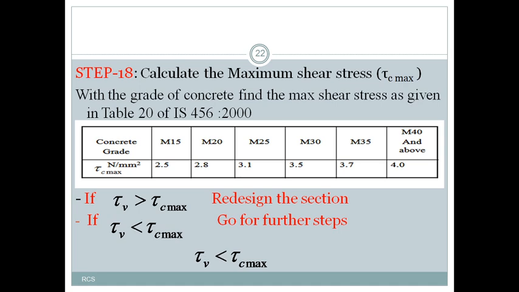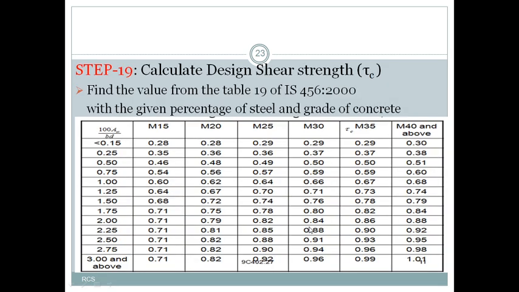That shear reinforcement be provided as a nominal shear reinforcement as per codal provision, or whether we have to go for separate design. So the condition that exists between these two is tau V is less than tau C max. So we go for the further step. What are the further steps here?